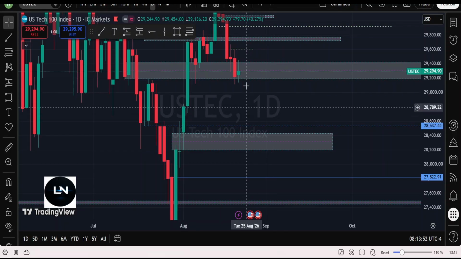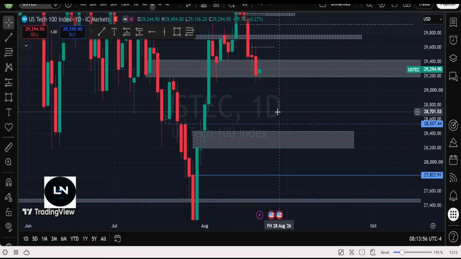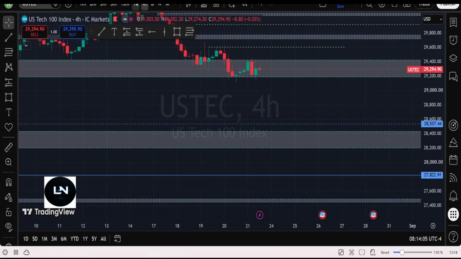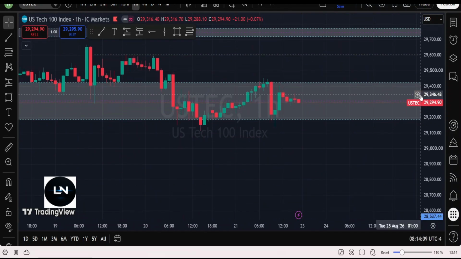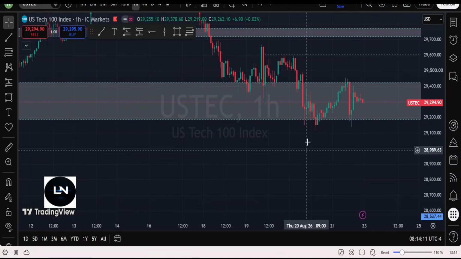So as you can see, these are the areas we are watching price. We've been able to identify all that we said, starting from the weekly time frame, the daily time frame, the 4 hour and the 1 hour or 15-minute time frame, which is the time frame we normally use for execution.